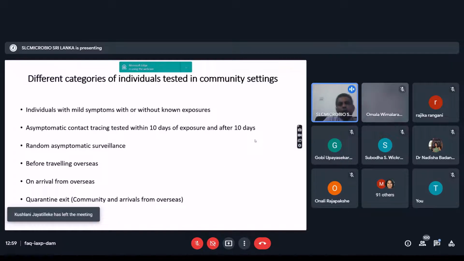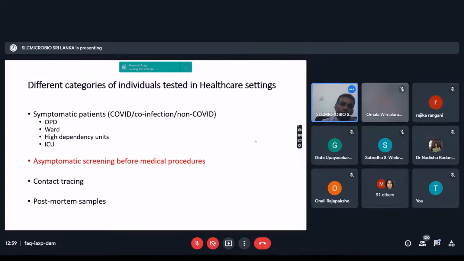So we tend to test different categories of people in the community and healthcare settings. In the community, we mainly do testing for infection control measures, and there could be some mild symptomatic cases as well, but mainly it is for infection control. Random surveillance, or contact tracing, before traveling, on arrival, quarantine exit. So all categories are there. So marginal zone results in each category would mean something different. So you might need different tailored protocols in such applications.